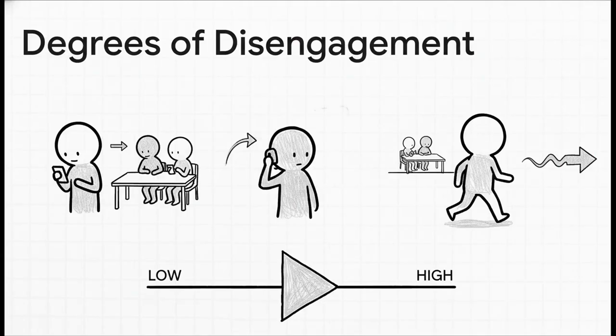And you also get to define the degree of disengagement. Is turning your body slightly away from the group low disengagement? What about putting in one earbud? Maybe that's moderate. And what about physically getting up and walking away? I mean, that sounds pretty high, right? You create the scale, minimal, moderate, all out.